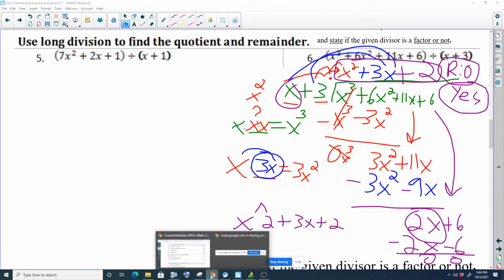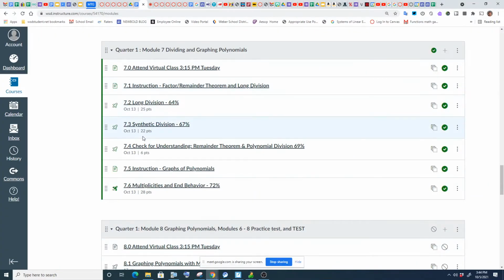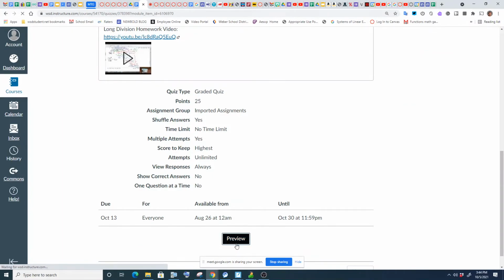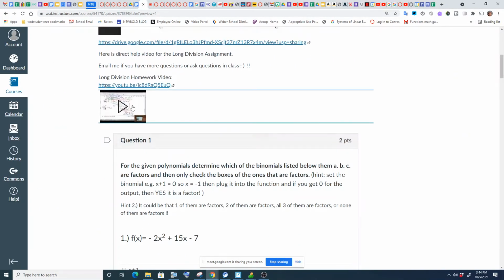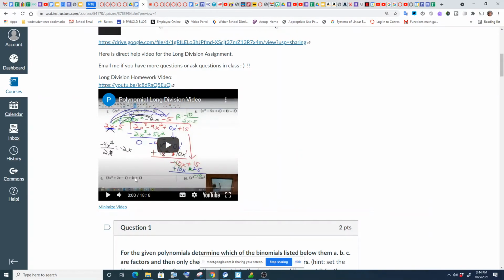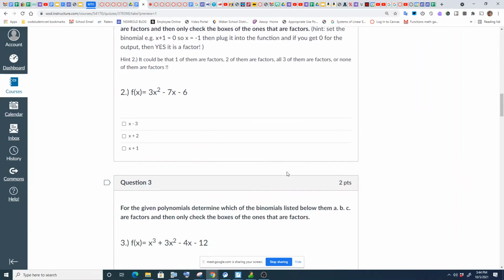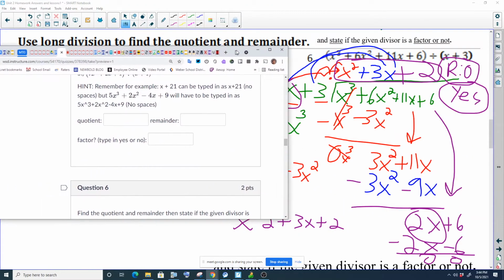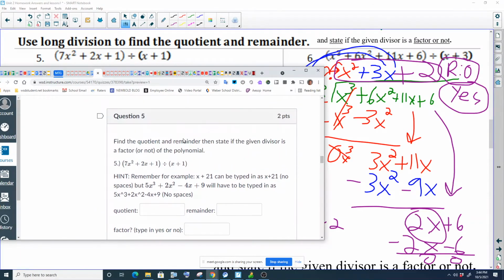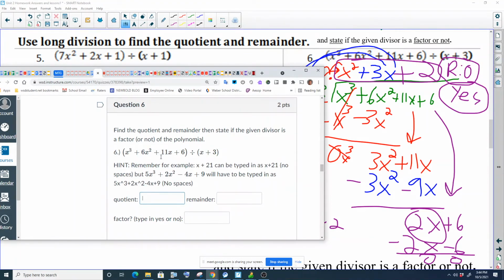So let me show you on Canvas how that works. So here's long division. We just did problem number 6 together. I also have more videos here with problems number like 7 and 11. So watch those. First try it on your own and then check your answer. Let's go down to number 6. So number 6 again, here's our answer. So we're going to go ahead and type in for number 6 here.